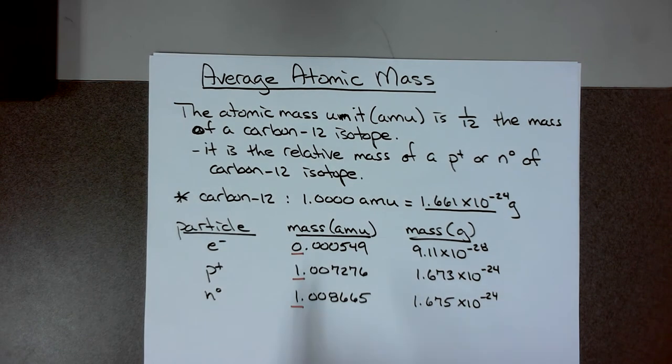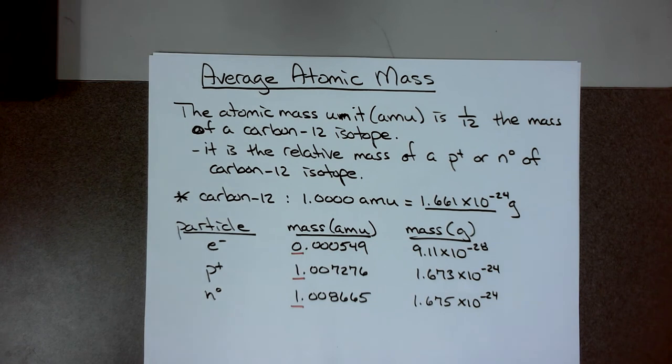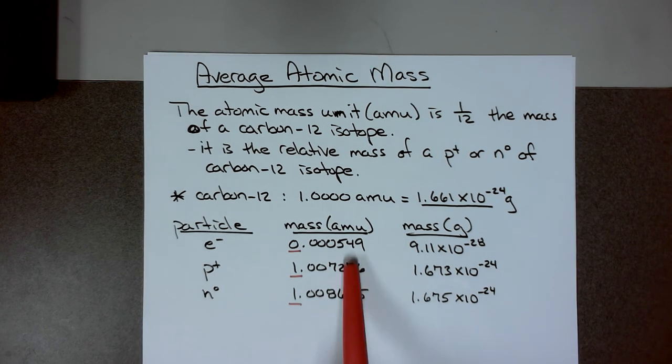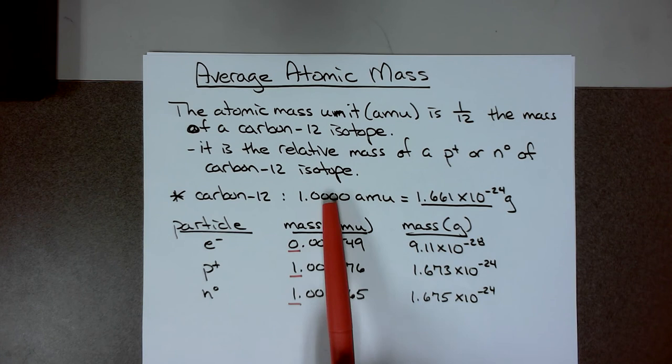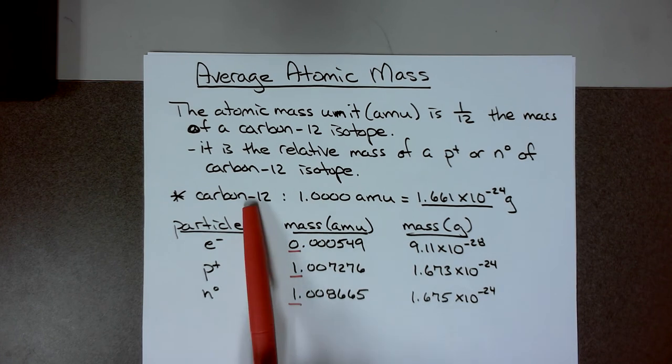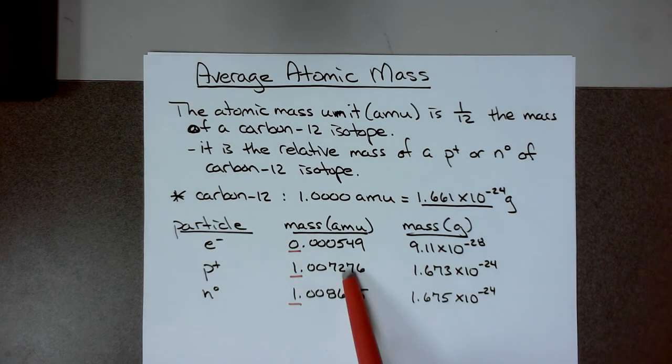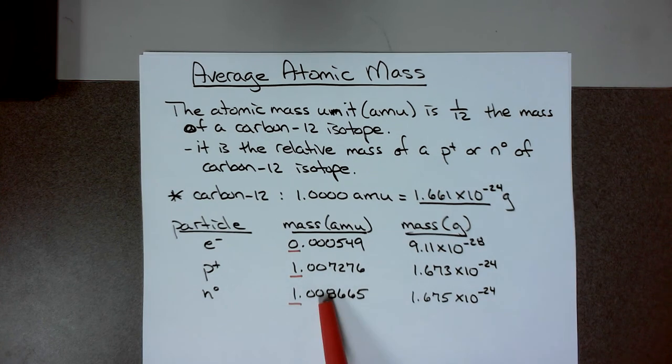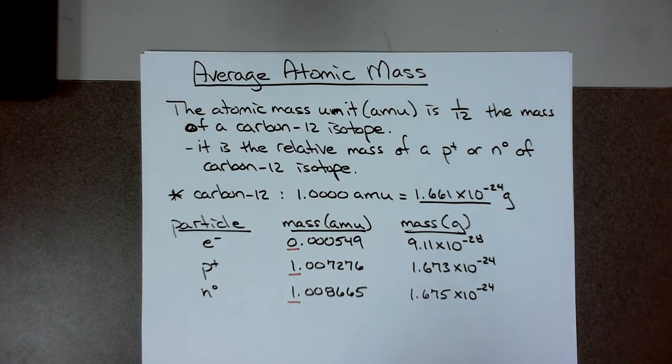But the reason I do this is that in a few minutes you'll see that they report the mass of isotopes in these fractions or decimals, and it's due to the fact that an AMU is standardized to carbon-12, so there's a little bit of a difference here. And you'll understand it in just a minute.